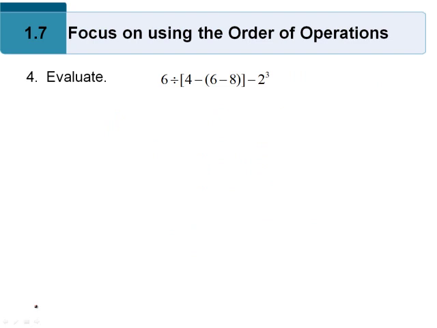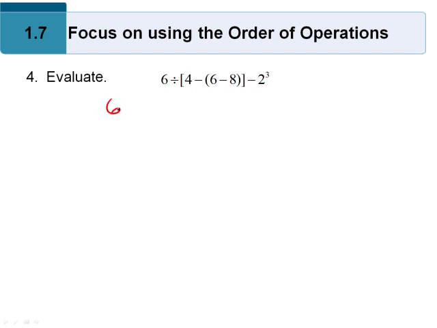Okay, so number 4, we have 6 divided by, in brackets, 4 minus, in parentheses, 6 minus 8, parentheses brackets, minus 2 to the third. So here you have more than one grouping symbol. The rule is whenever you have more than one grouping symbol, these are called nested grouping symbols, and you always want to start with the innermost grouping symbol first and work your way out. So our innermost grouping symbol is the 6 minus 8.